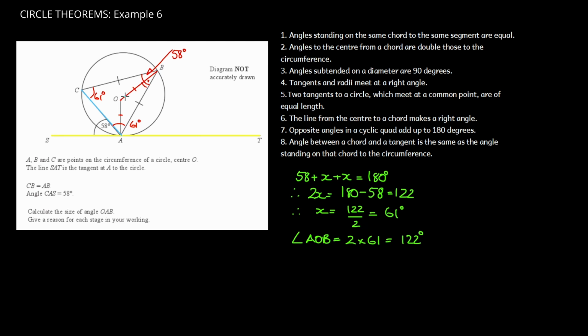So if AOB, this angle here, is 122 degrees, it means the bottom two share the rest of the 180 between them. So we can say that our angle that we need, which is the angle OAB, must equal 180 minus 122 divided by 2. And that is equal to 29 degrees.